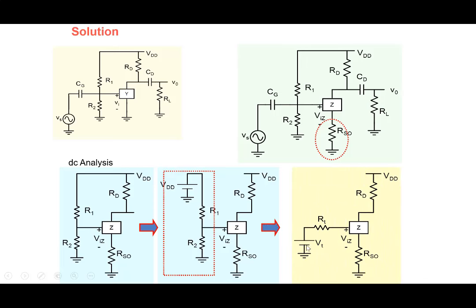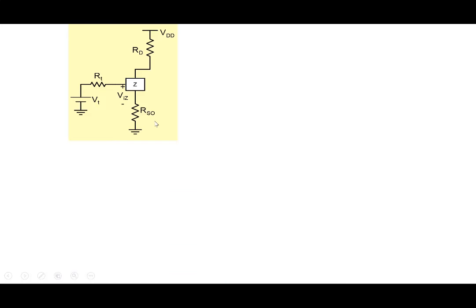Right, so we can describe it by a Thevenin's voltage and a Thevenin's resistance here. Thevenin's resistance being R1 parallel R2, and Thevenin's voltage is nothing but the voltage divider here. So the DC circuit becomes like this here. All right, so let's continue.